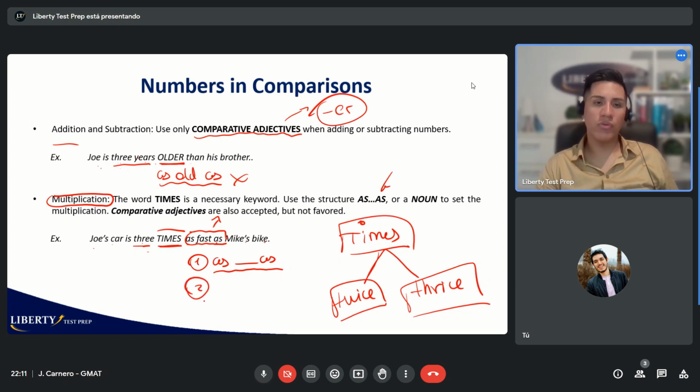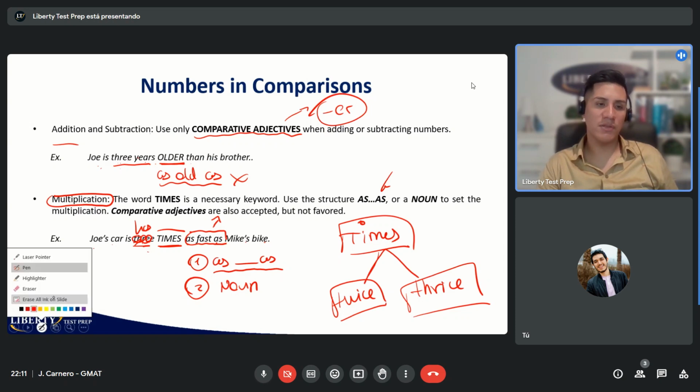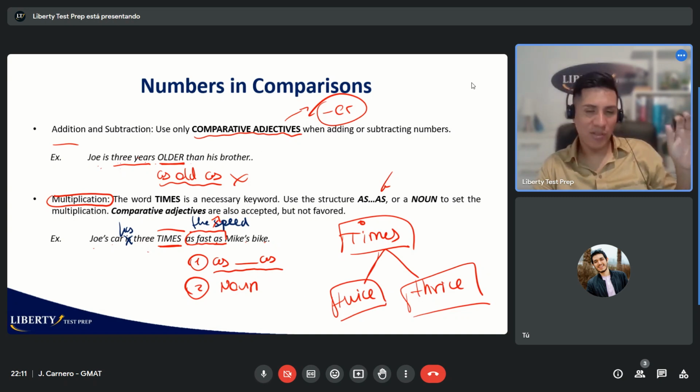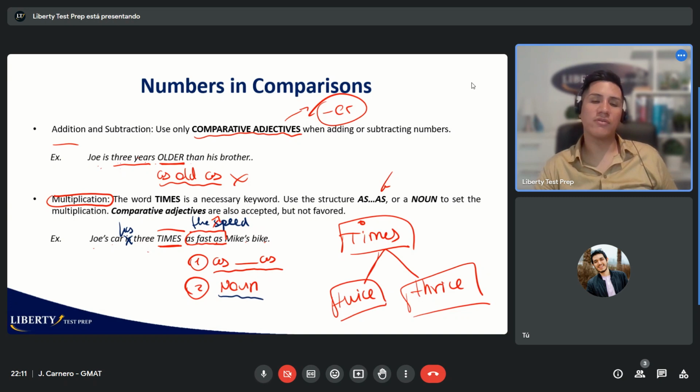Way number two, the second way, would be using a noun. So you can say, for example, Joe's car has, instead of is, I'm sorry, instead of is, you say has. Here, let me change that. Has three times the speed of Mike's bike. That's also fine. So you have three times, and then what's the quantity that you want to multiply? The speed. So in that case, you can have a noun too.